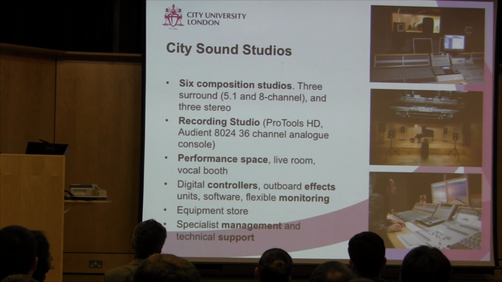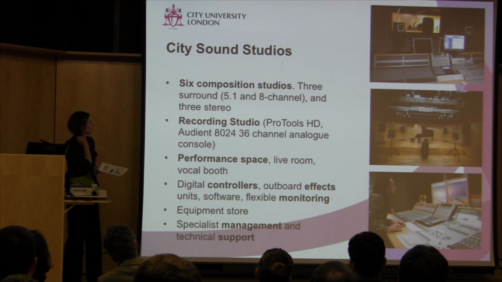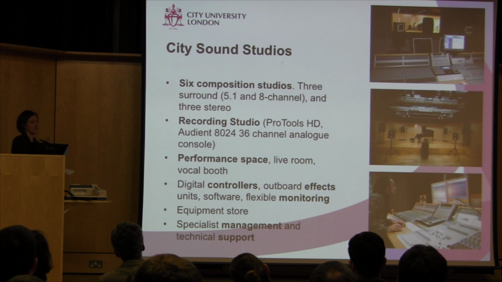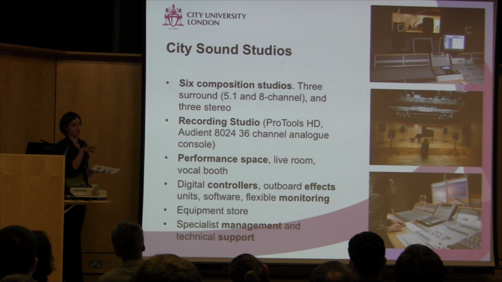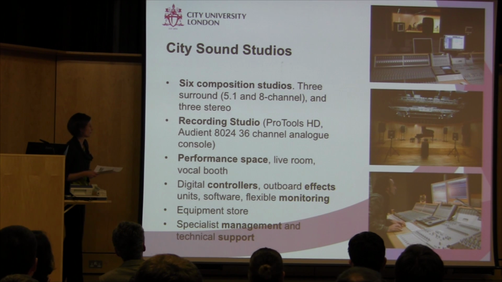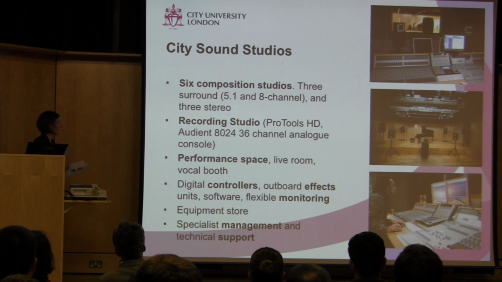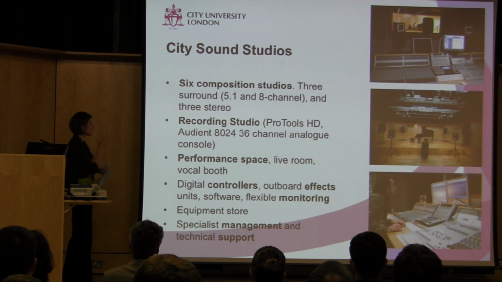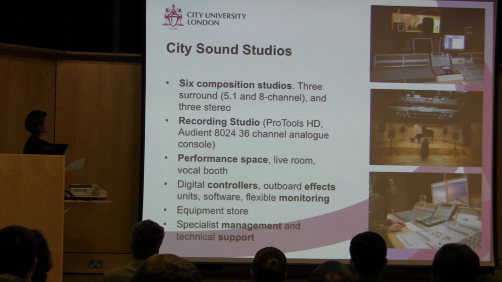So just to give you an overview of our studios, which you'll see later on, we have 6 composition studios. 3 of them are surround, so we have 2 5.1 studios and an 8-channel studio, as well as 3 smaller stereo studios. And those are used for a variety of different kinds of work. You've already seen that moving image work is very important to us here, and so some of the studios are used as post-production studios in that line of things.